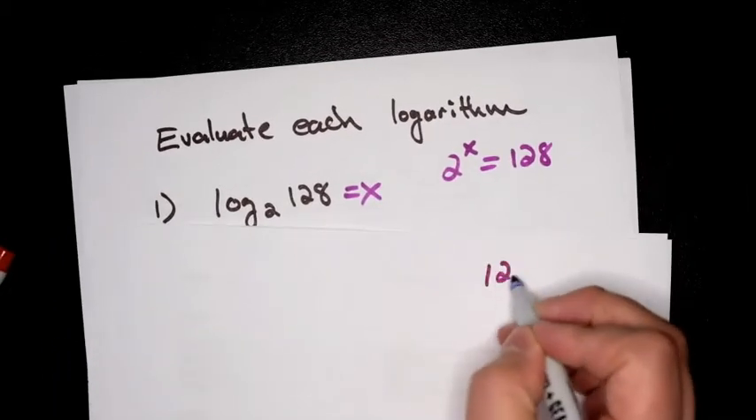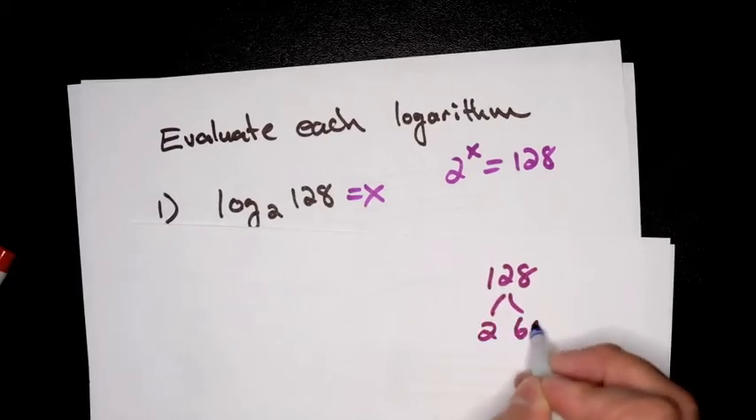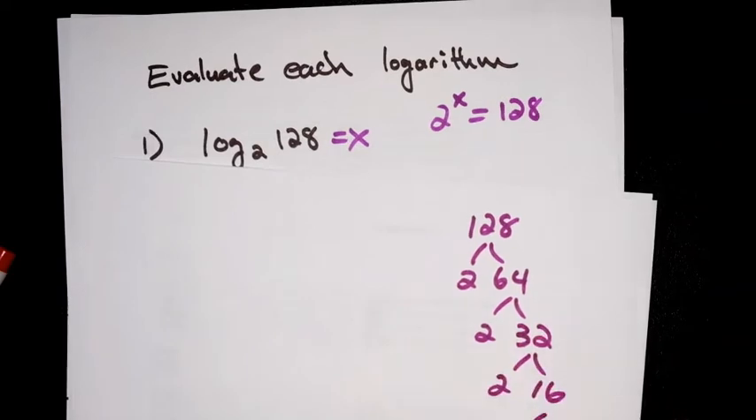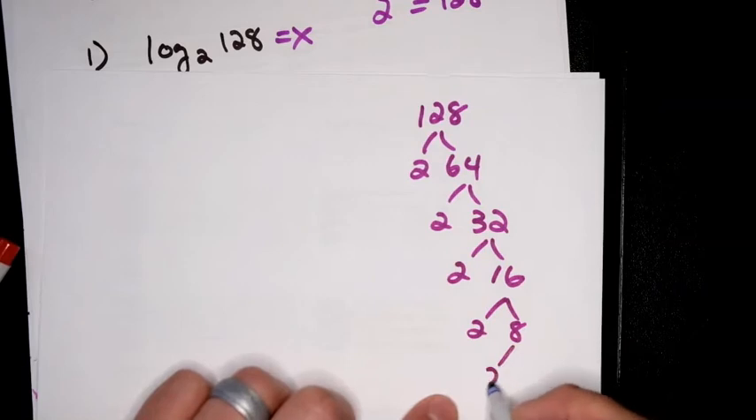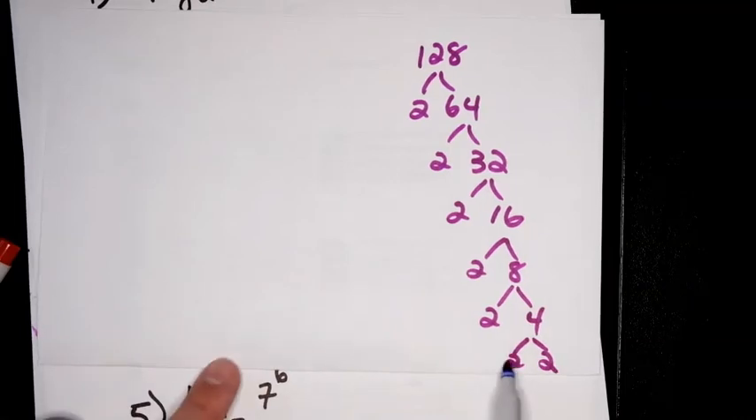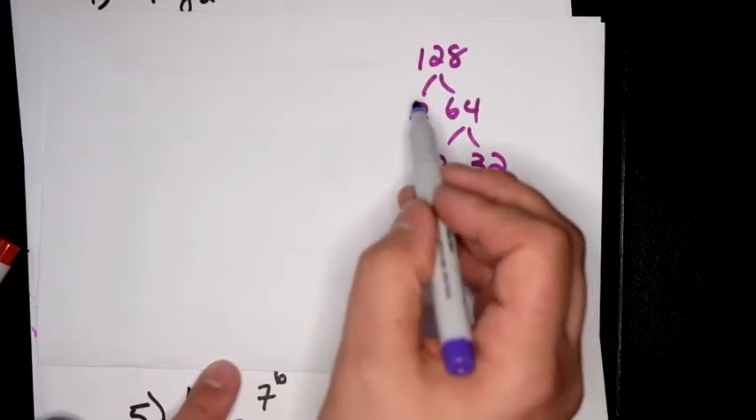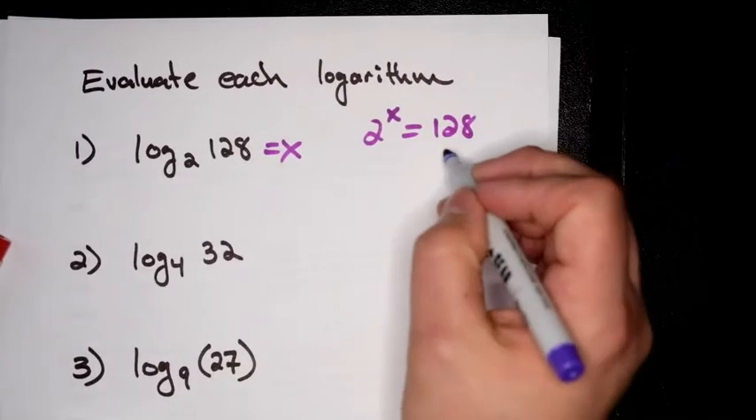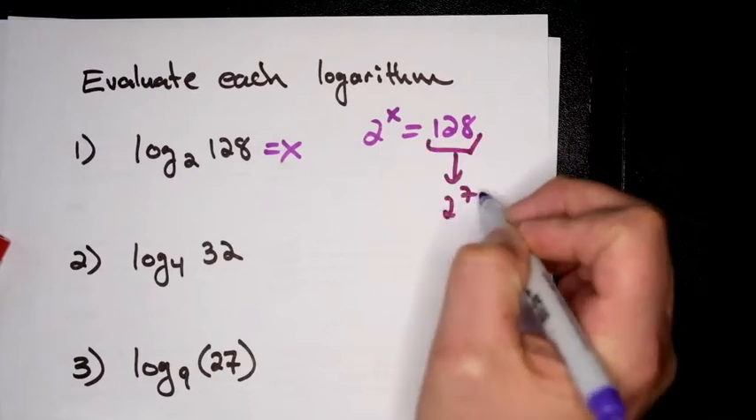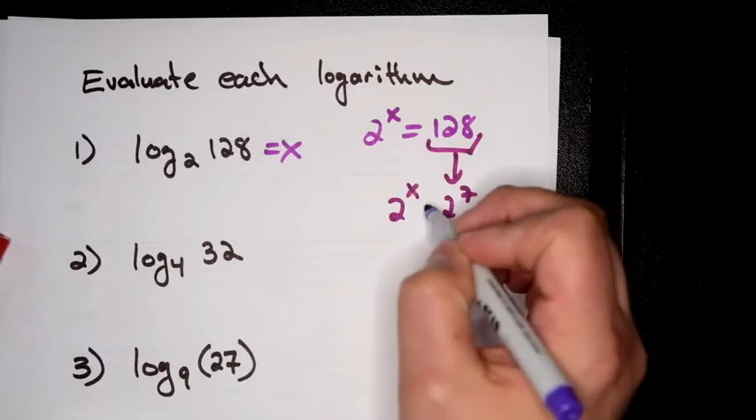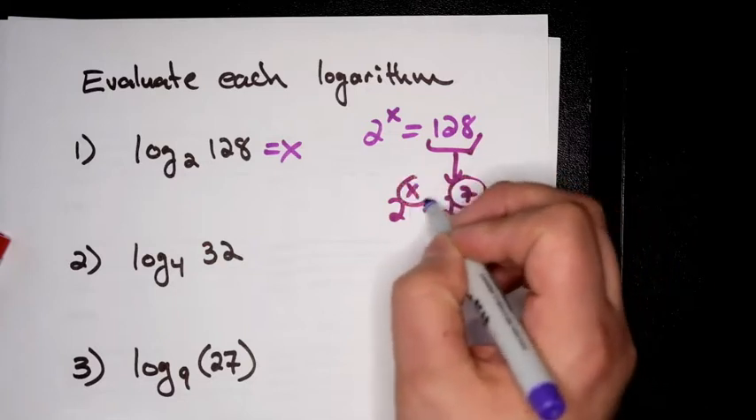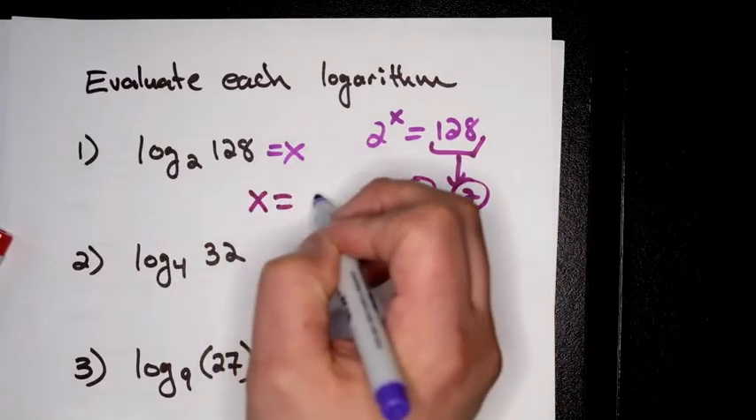I'm going to say, okay, I've got 128. That's the same thing as 2 times 64. 64 is the same thing as 2 times 32, 2 times 16, 2 times 8, 2 times 4, and then 2 times 2. So how many 2's do I have there? I've got 1, 2, 3, 4, 5, 6, 7. Just count those again. 3, 6, 7. So this thing right here is the same thing as 2 to the 7th power. This is 2 to the x power. Since the bases are the same, they're equal to one another, the exponents must be equal to one another, so x in this case is equal to 7.